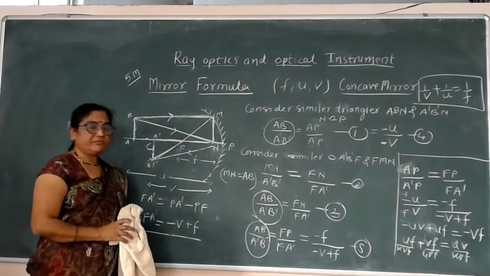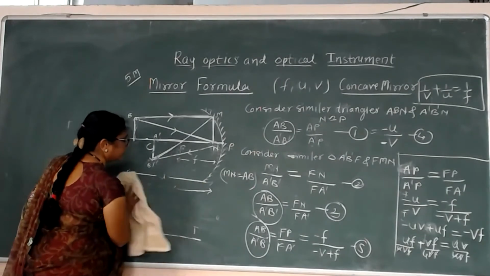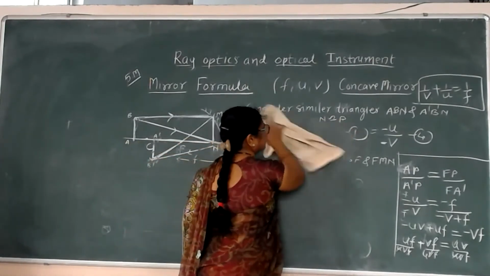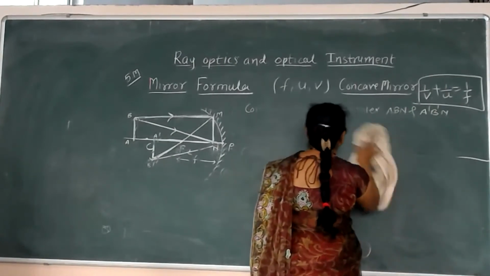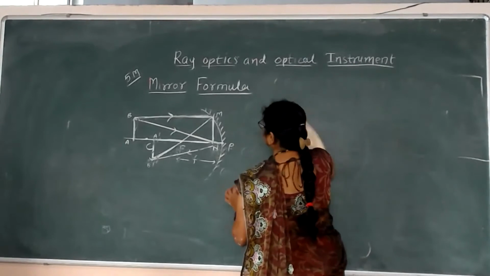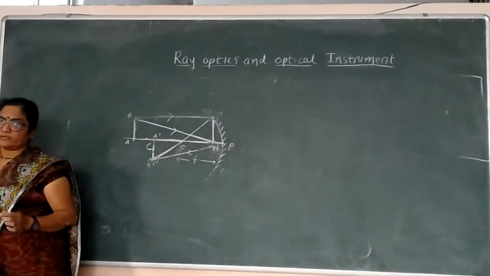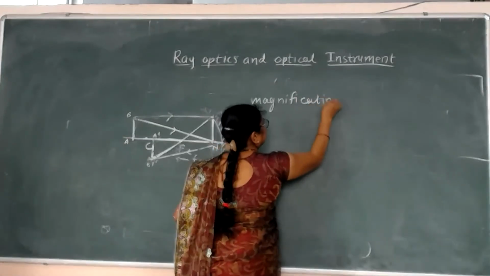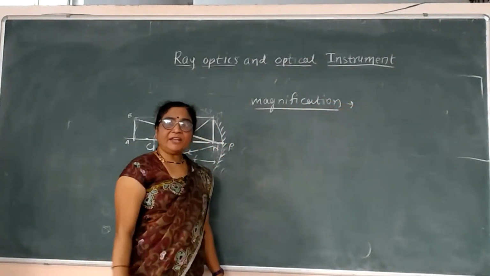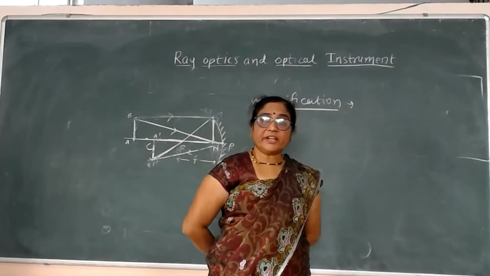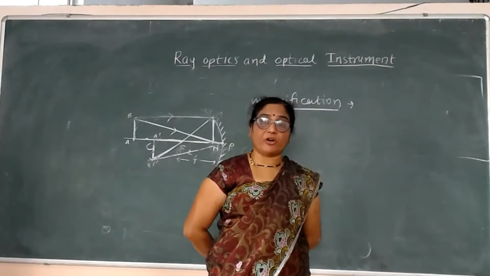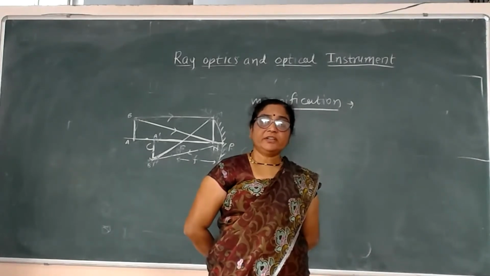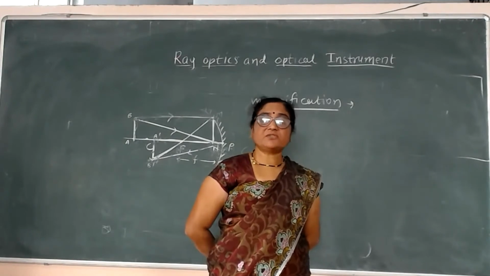Next part is magnification. Magnification is defined as the ratio of the height of the image divided by the height of the object, or the distance of the image to the distance of the object is known as magnification.